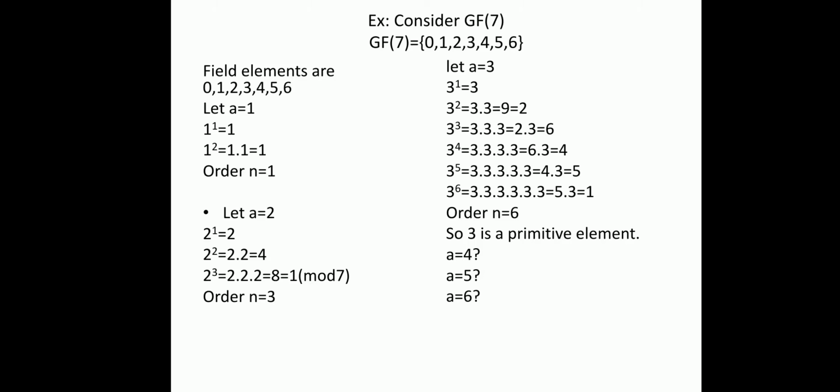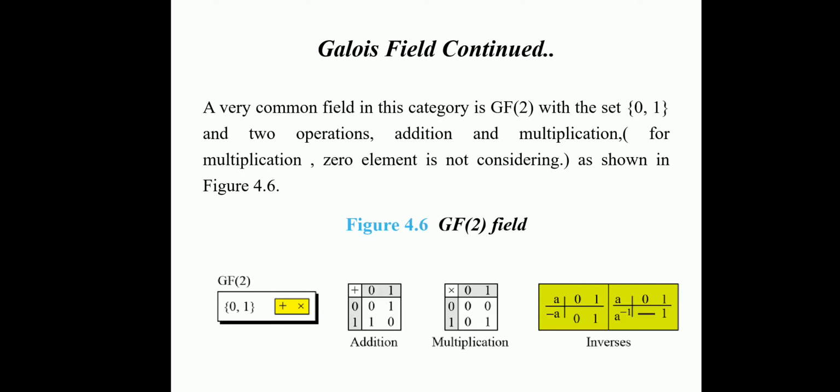Next we can see some examples for this Galois field. First we can see the common Galois field we use in cryptography as well as in information theory and coding. That is Galois field of 2. We already said that Galois field of 2 consists of only 2 elements, that is 0 and 1. That means its order is 2. It is defined for 2 operations, addition and multiplication, and for multiplication the 0 element is not considered.